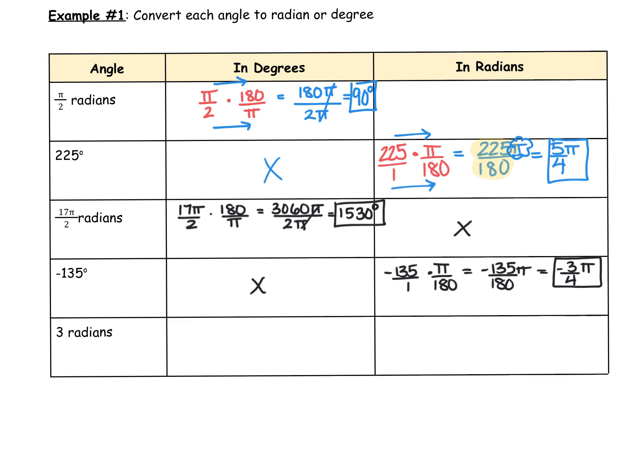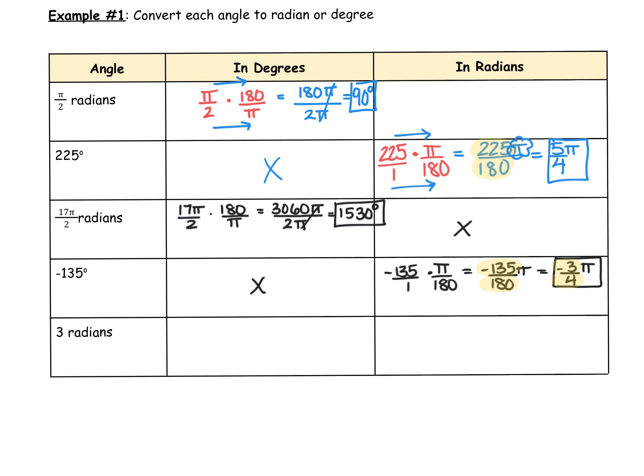All right, these are the answers that I got. For 17 pi over 2 radians, I got 1,530. And for negative 135, I kept the negative with it, so it's okay. And I just multiplied in. So then my answer is just going to be negative 3/4 pi. To get that, I simplified negative 135 divided by 180, and then that gave me the negative 3 over 4, and I just tacked on the pi with it.